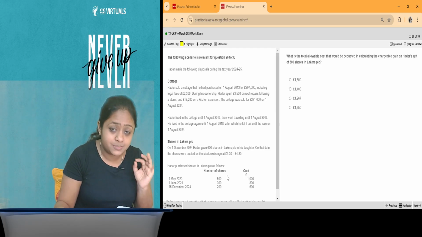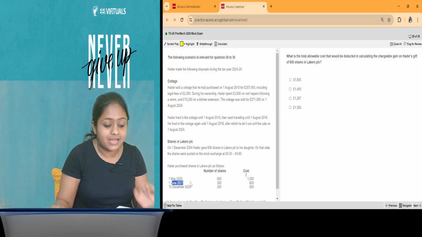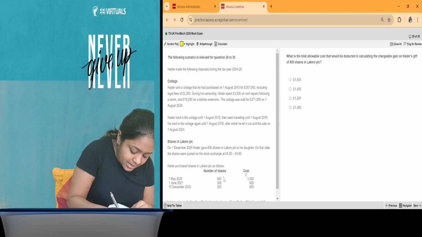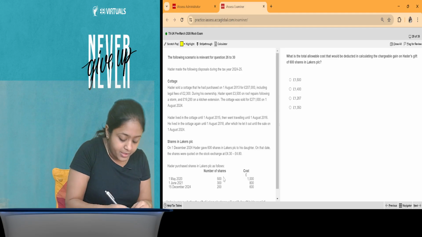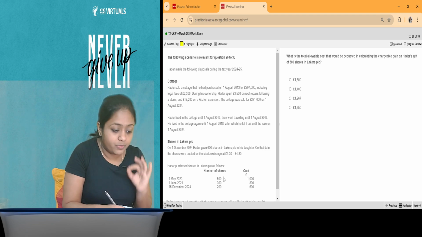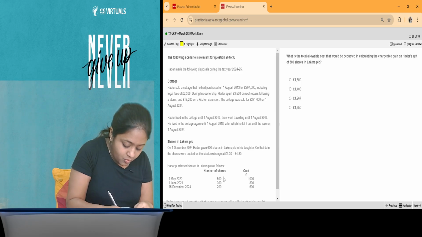So the shares acquired before the date of disposal are these two purchases, 1st May 2020 and 1st June 21. Let's accumulate them and add them here. So here I'll write number and cost. First acquisition is May 20. I will add 500. Cost is 1,000. Next acquisition on June 21. I will add 300 and cost is 800.